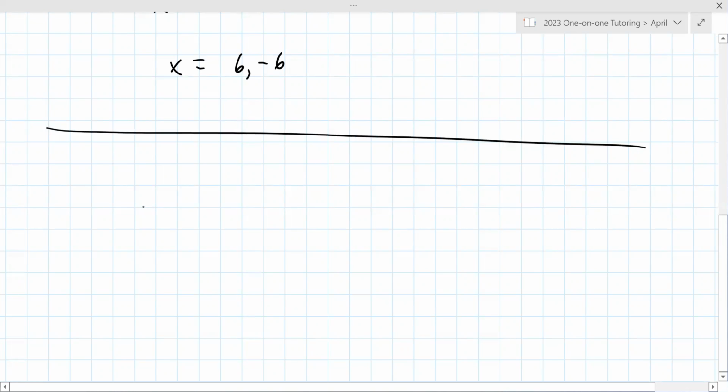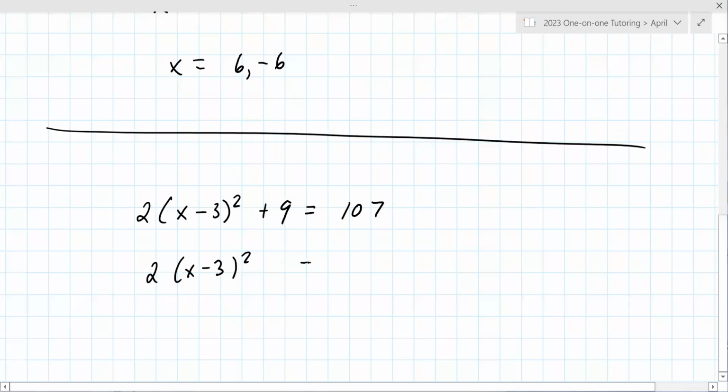This is something you've already got down. 2x minus 3 squared plus 9 equals, what do we want to go with here? We'll go with 107. What would you do to solve something like this? Subtract 9 from both sides. Okay, I like it. What does that give you on the right side of the equation?